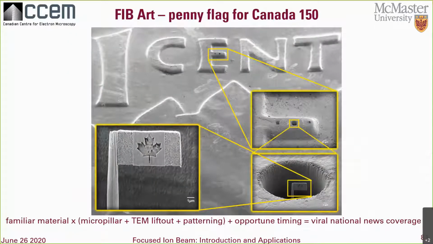For Canada's 150th birthday, I mounted a tiny flag into one branch of one letter on a Canadian penny. From the FIB operational perspective, it's basically just an annular milled micropillar in a large pit with a TEM-sized lift-out attached to it and then a flag pattern milled into it. You just have to be very careful with images to get the right aspect ratio when you're not milling perpendicularly. And make sure to use a low current to get sharp edges when you're milling graphics or text.